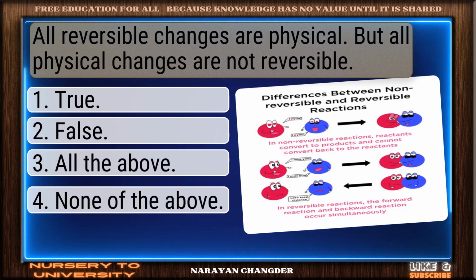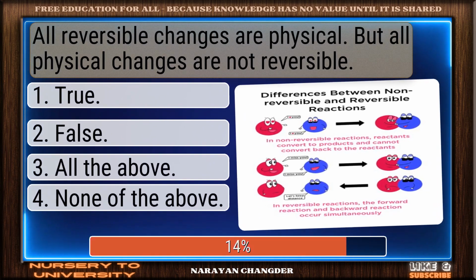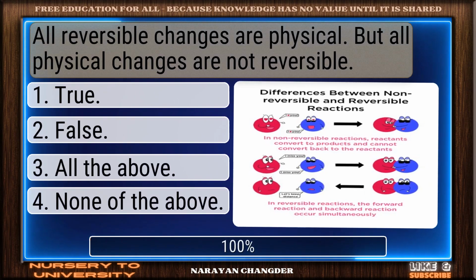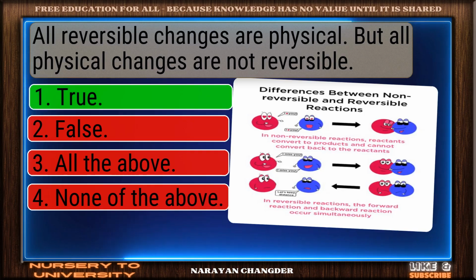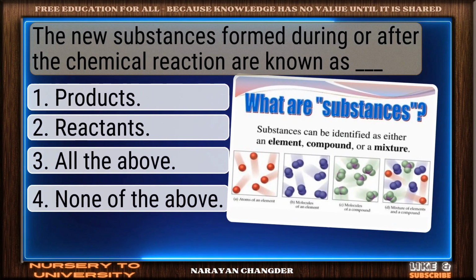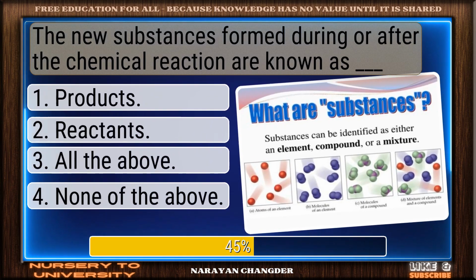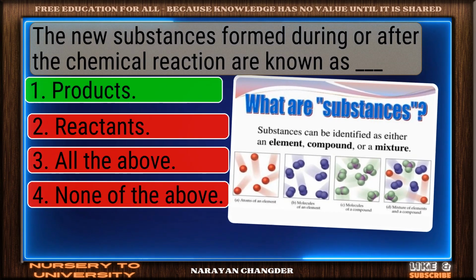All reversible changes are physical, but all physical changes are not reversible. Well picked. True is the correct answer. The new substances formed during or after the chemical reaction are known as dash. Nicely done. Products is a solid answer.